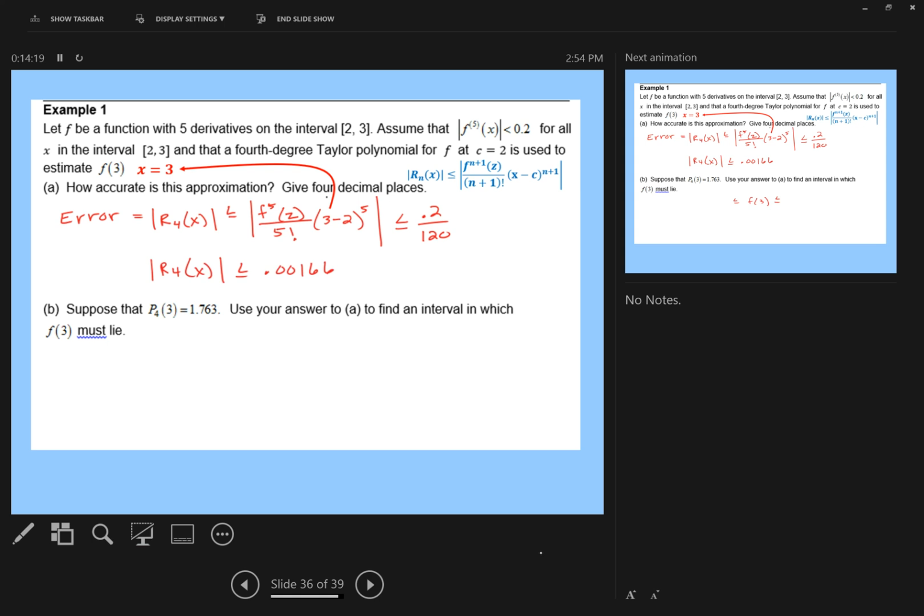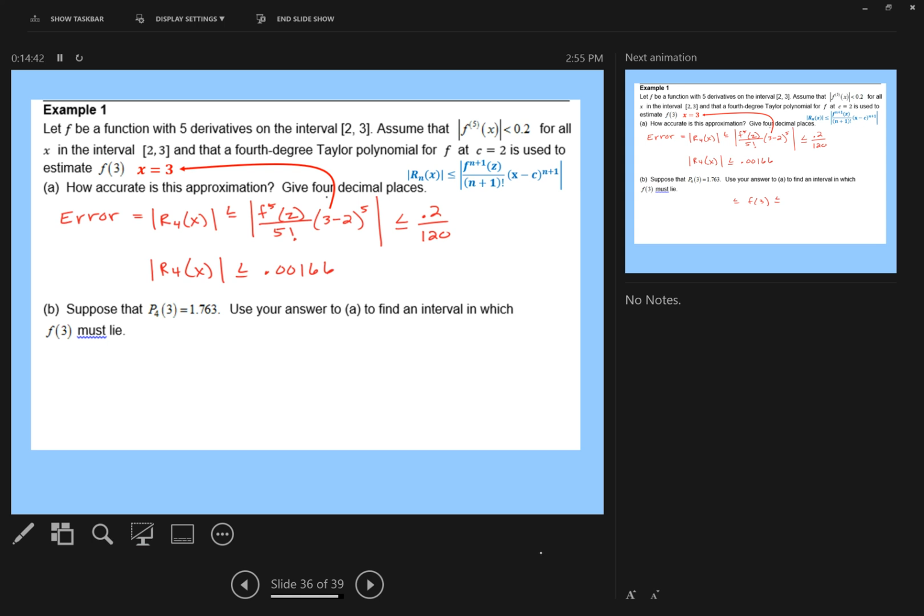And you always want to use that notation. Don't say the error is this number. No, the error is less than or equal to that number. So you always are finding the remainder for the smaller term, which is the smaller degree. You're trying to find the remainder, or the R sub 4, instead of R sub 5.